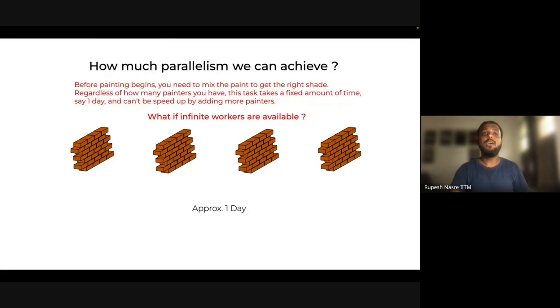Approx one day. So now can somebody tell me what is the speed up I achieve? What is the speed up I achieve if we have infinite workers? Anyone? Yeah, Adit says it's 5 by 1, which is equal to 5. Any more answers? Any more different answers, maybe?